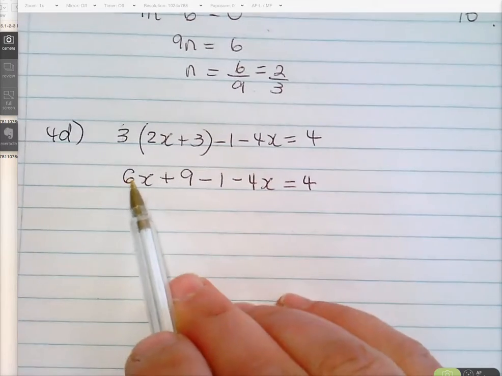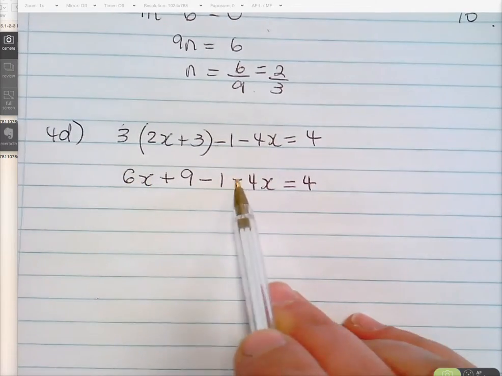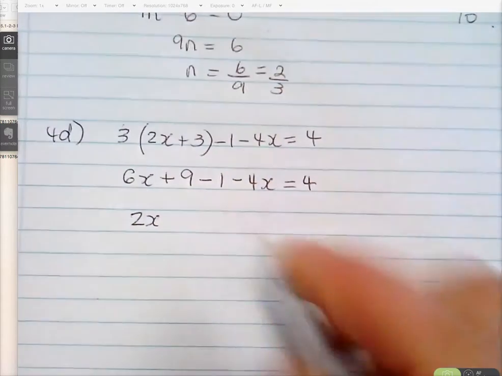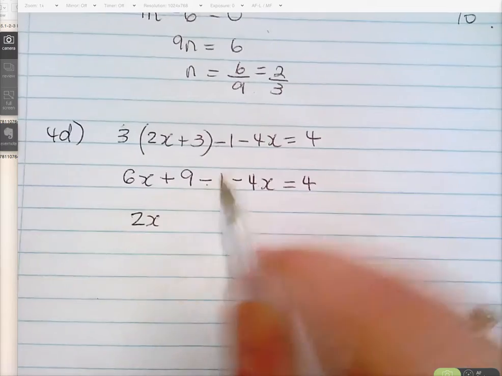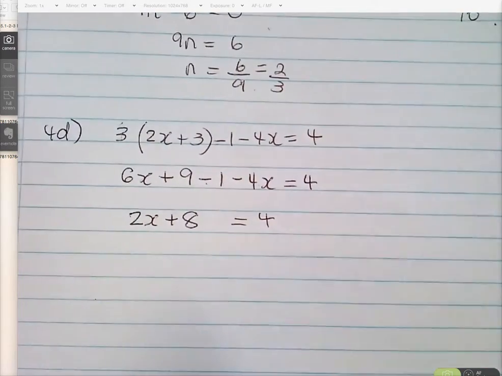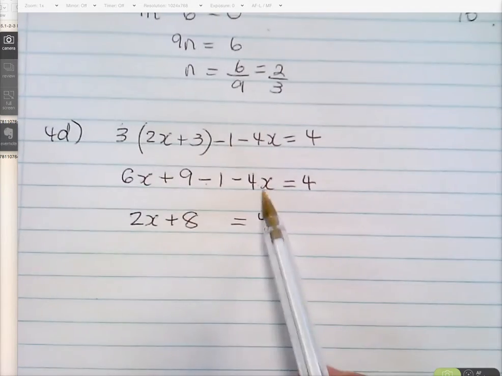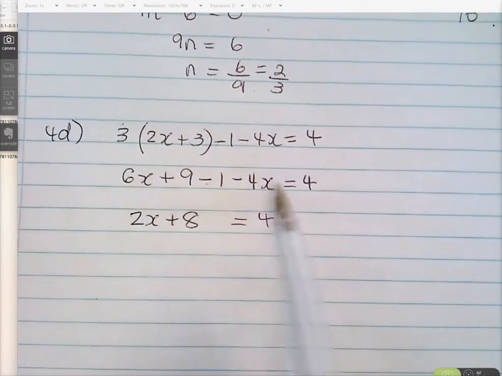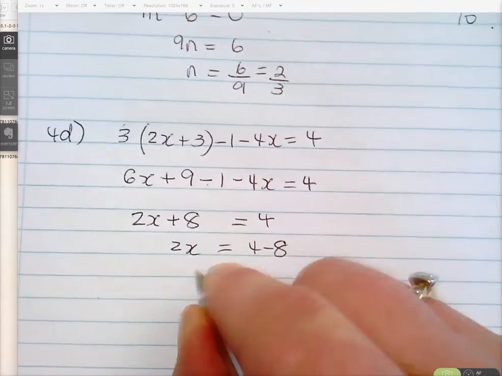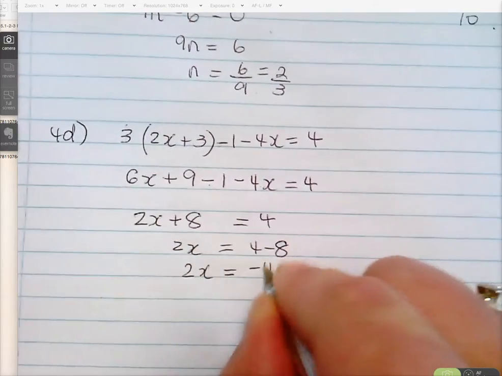Then, pronumerals on the same side, 6x minus 4x is 2x. 9 minus 1 is plus 8. That equals 4. So gathering same pronumerals, collecting like terms on the left-hand side. So therefore 2x is 4, take away 8. So 2x is negative 4.